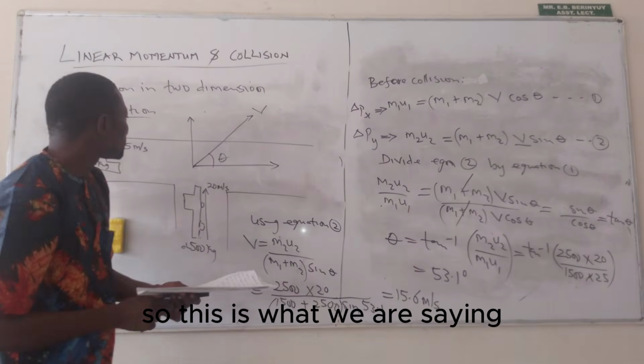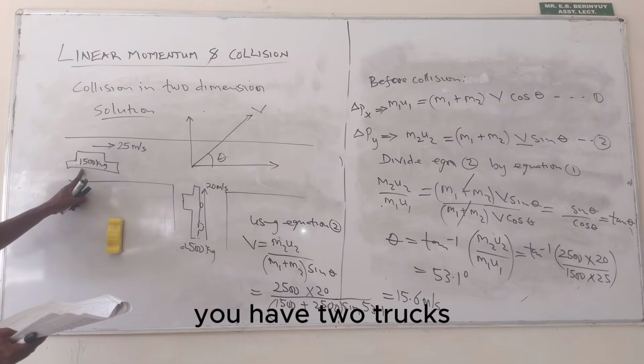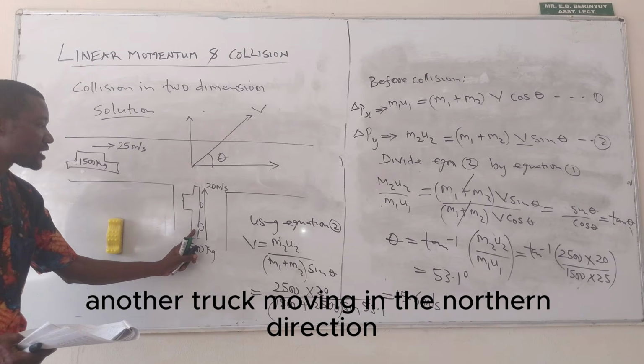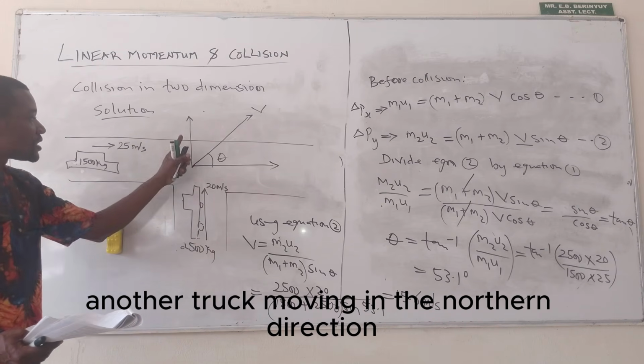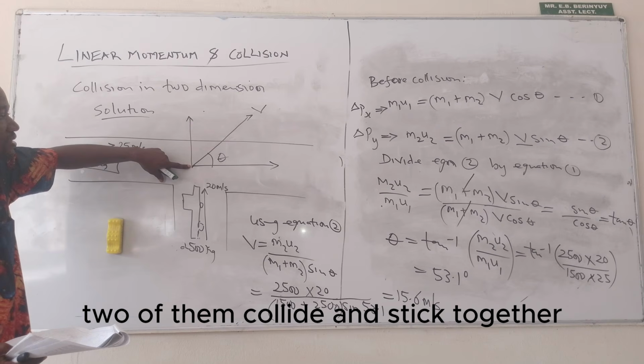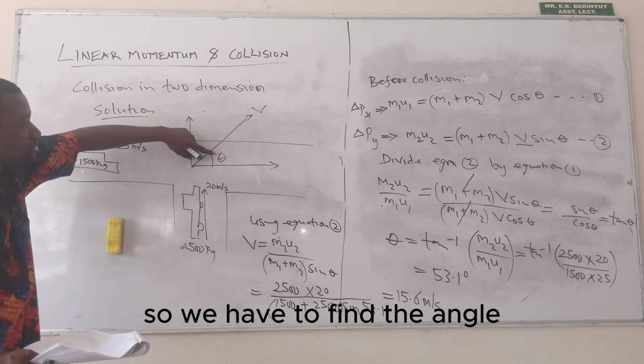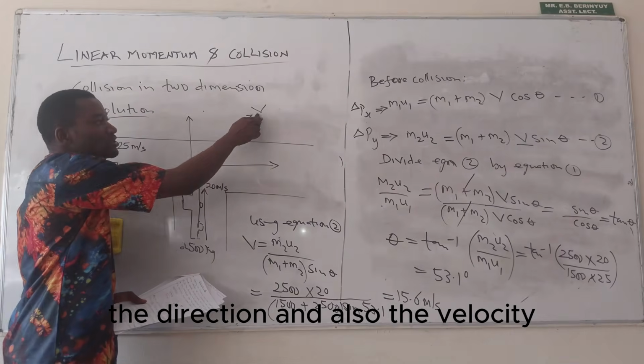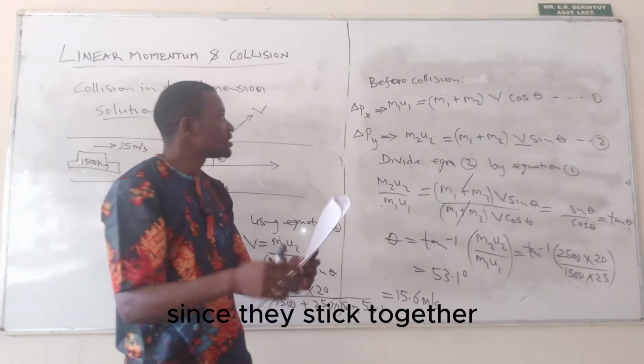So this is what we are saying. You have two trucks, a truck moving in the eastern direction, another truck moving in the northern direction. Two of them collide and stick together. So we have to find the angle, the direction, and also the velocity since they stick together.